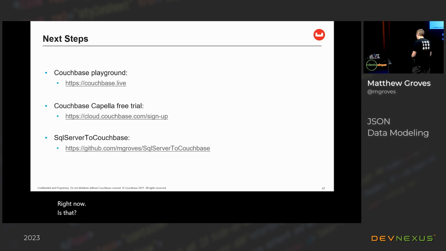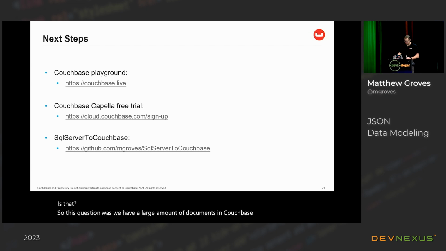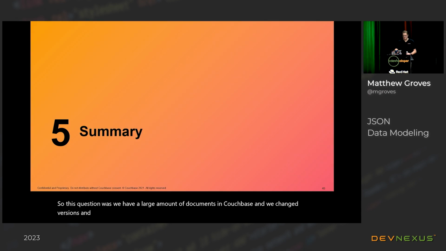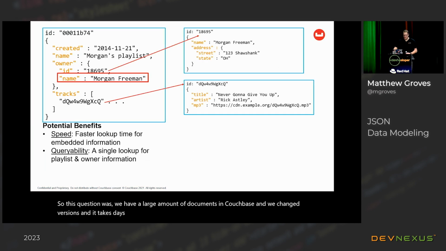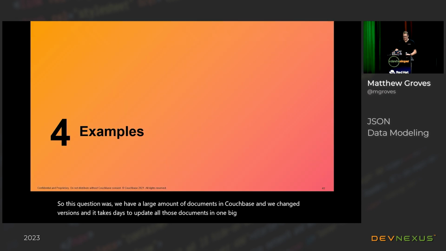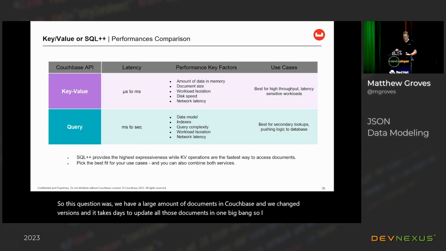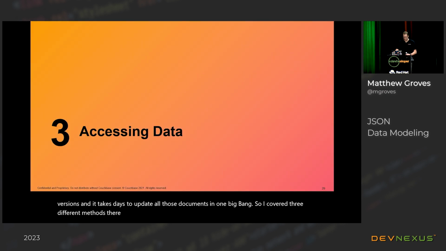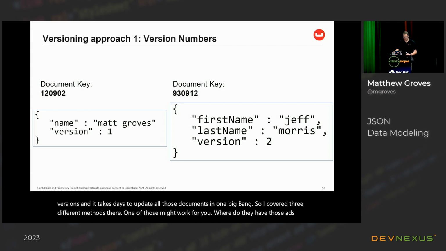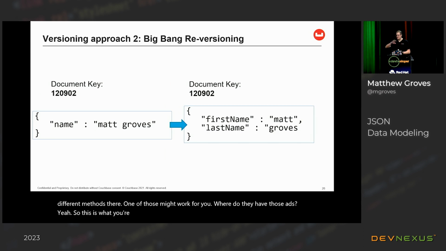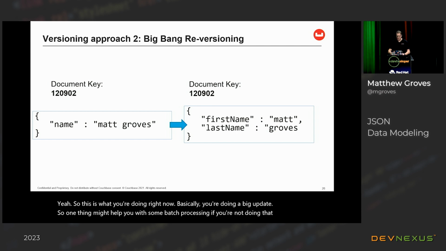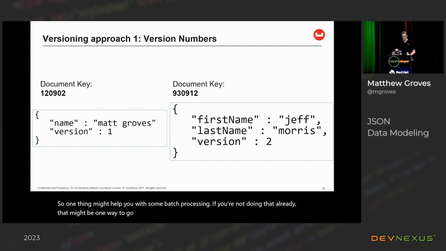So his question was, we have a large amount of documents in Couchbase, and when we change versions, it takes days to update all those documents in one big bang. So I covered three different methods there. One of those might work for you. Where did I have those? Yeah. So this is what you're doing right now, basically. You're doing a big update. So one thing that might help is some batch processing, if you're not doing that already. That might be one way to go. Version numbers is another way.